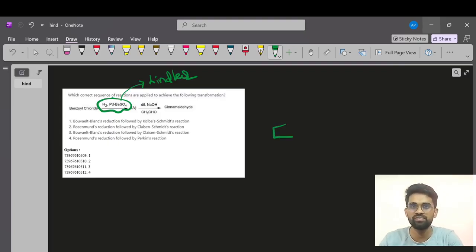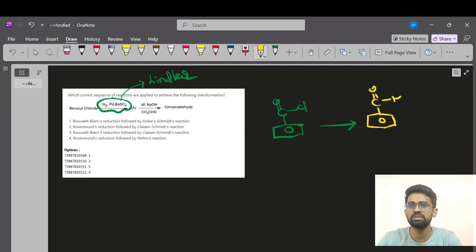So it means if we have benzoyl chloride here, this will now convert into benzaldehyde. This is the conversion that takes place when we use Lindlar's catalyst, H2, Pd/BaSO4. Here BaSO4, barium sulfate, acts as a catalytic poison. Now one more thing you can remember: Lindlar's catalyst is also used for conversion of alkynes to cis alkenes.